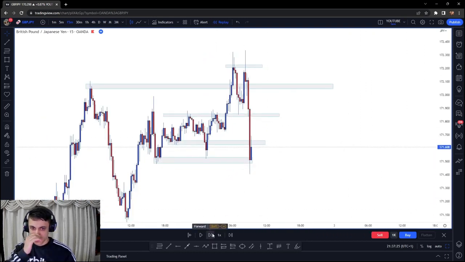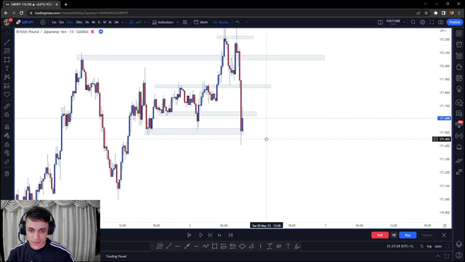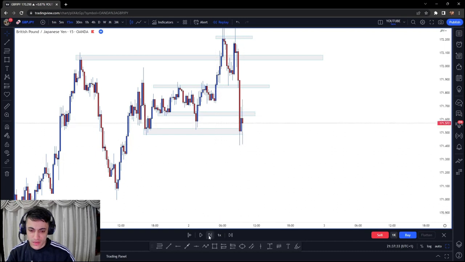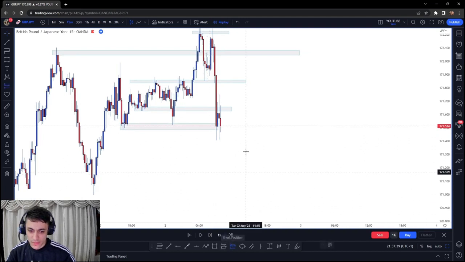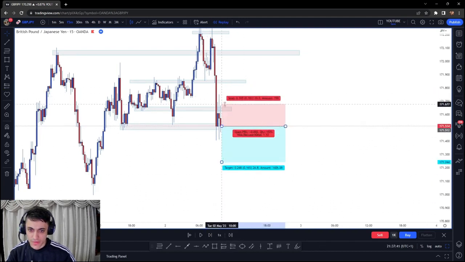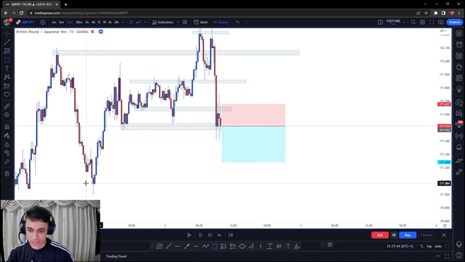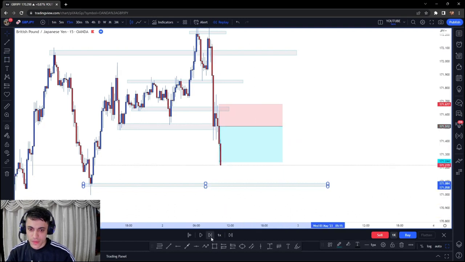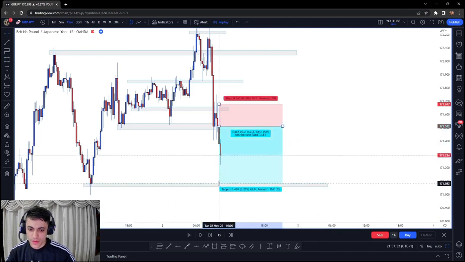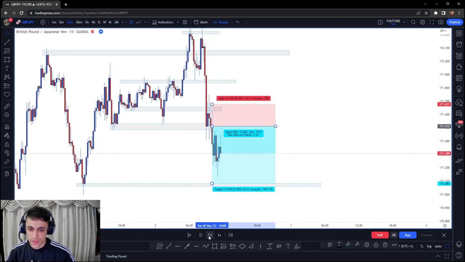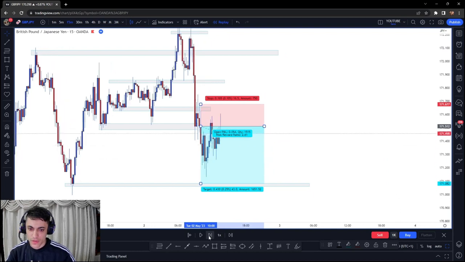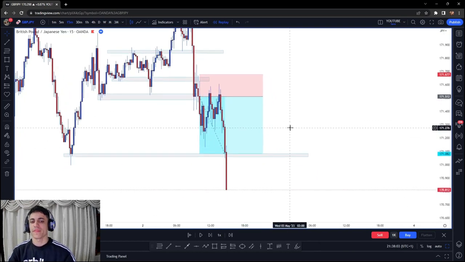Jesus, look at this. We're back at the support. Okay, right here, now I would take a sell, short position above the wick, take profit is down here, this support right here. Boom, boom, and boom. Beautiful. Come on, here, take profit. Here, take profit. Thank you.